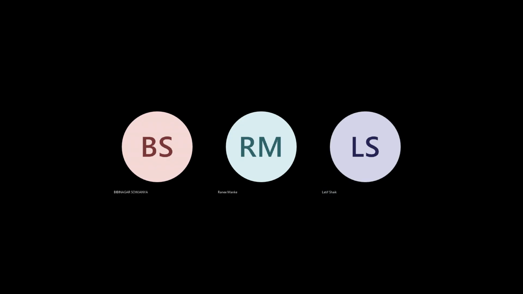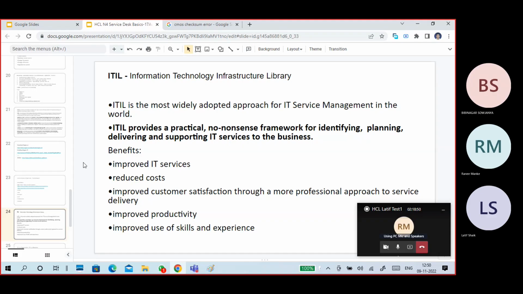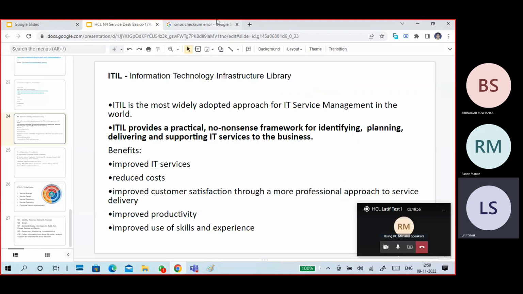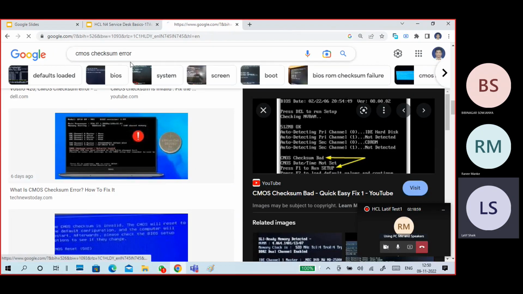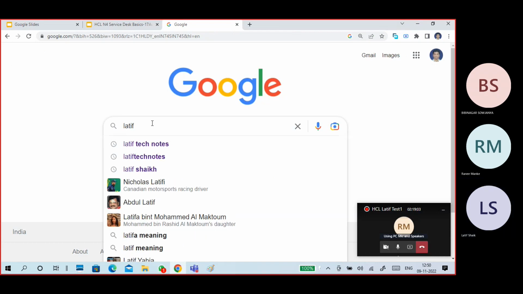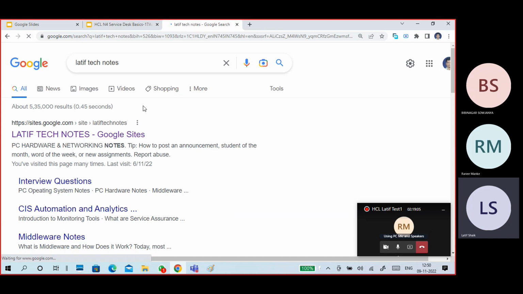ITIL and its five life cycles, and what each life cycle is. Also, I told you about a small site I have created, Latif Tech Notes. If you type Latif Tech Notes in Google, you can see the site is available.